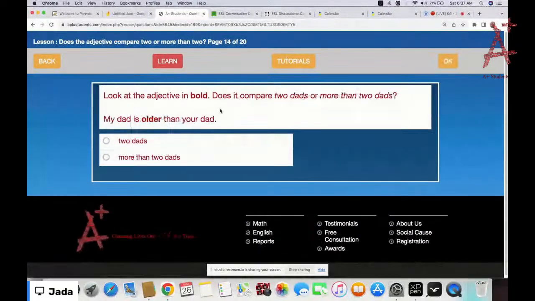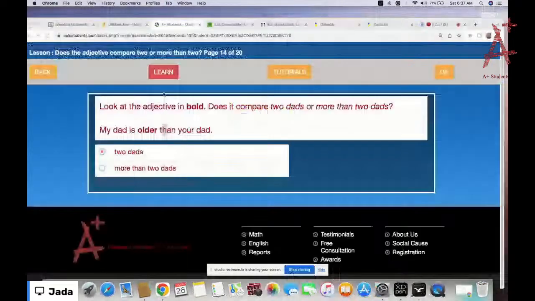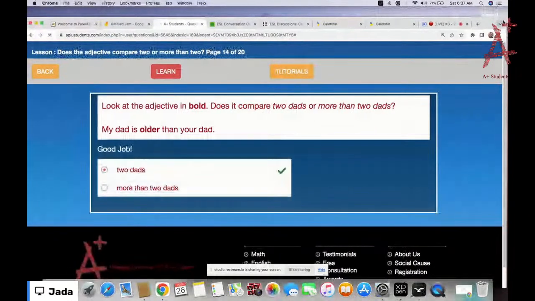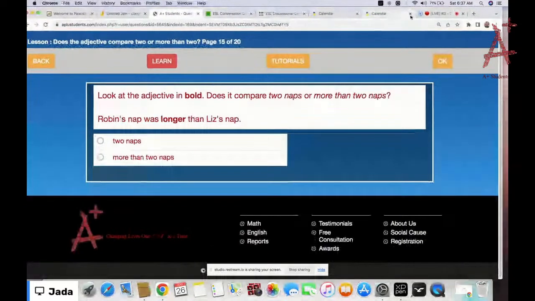My dad is older than your dad. So it's comparing my dad and your dad. So it's comparative, which is only two dads. Now look at the adjective in bold. Robin's nap was longer than Lee's nap. So it's comparing two because it has -er, which is longer. It makes it comparative and it's comparing only two.